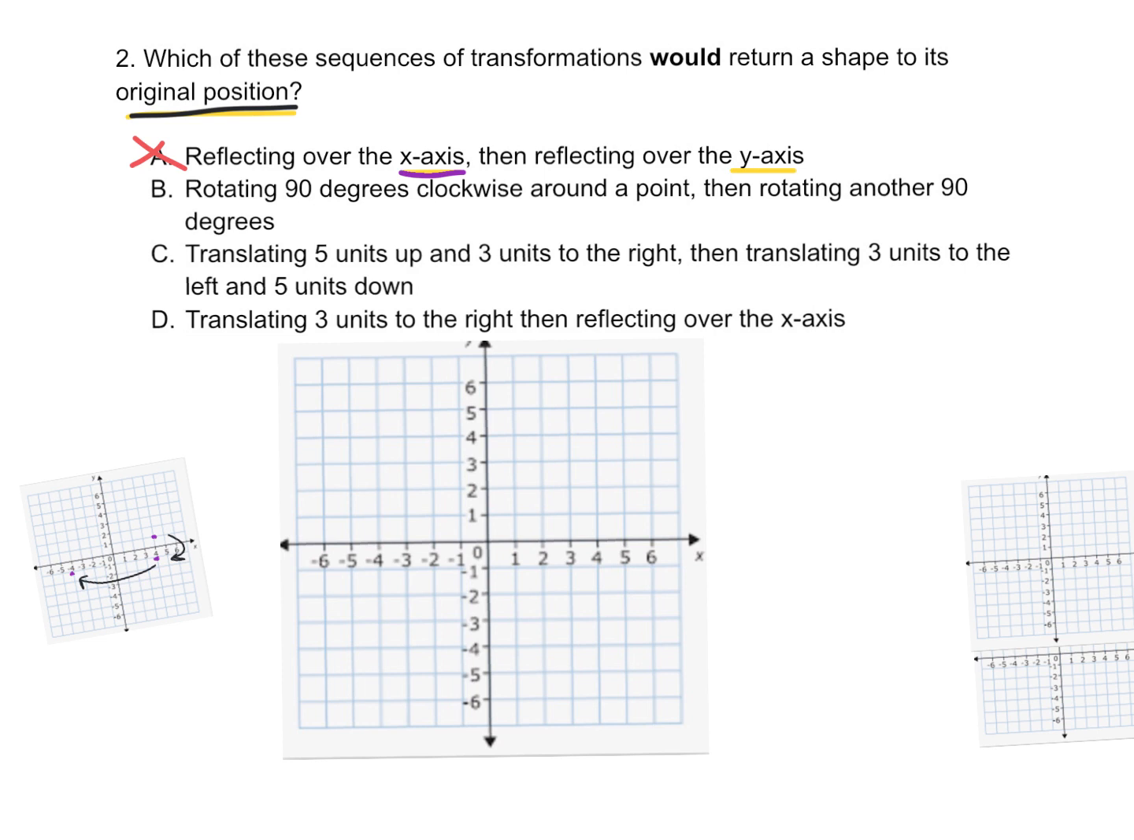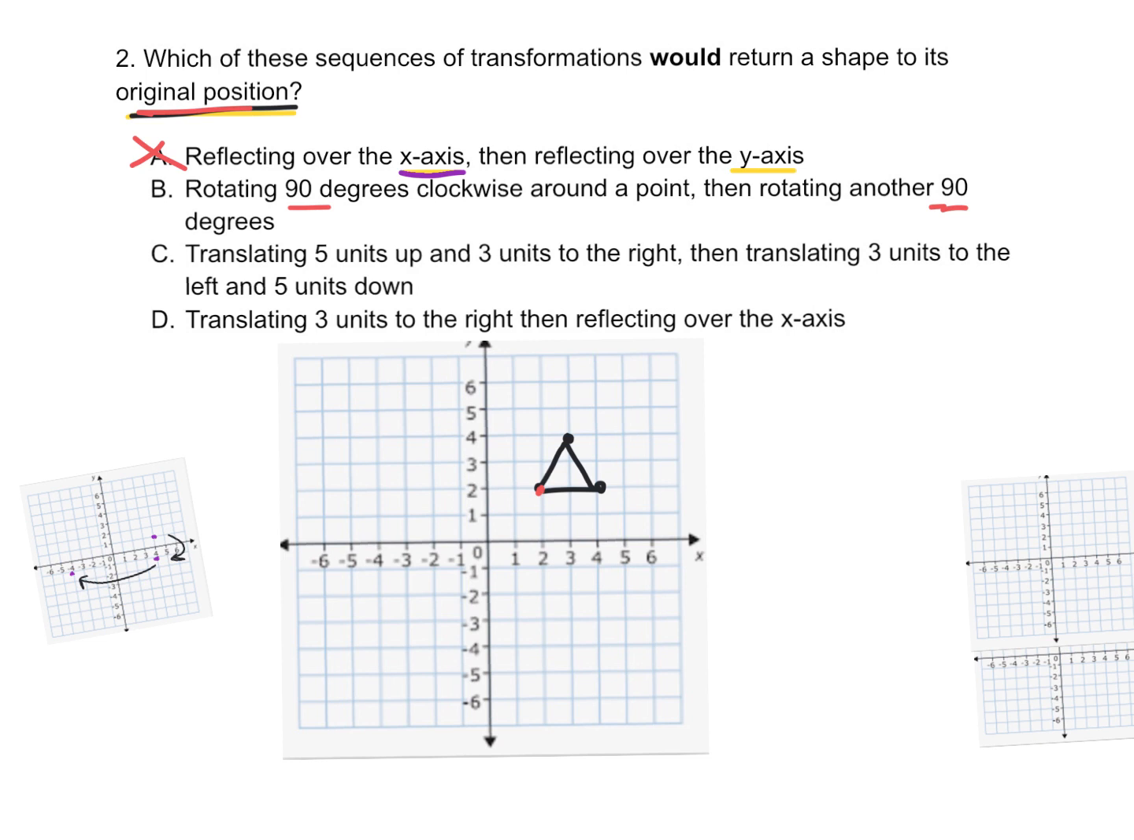Okay, now we're going to rotate 90 degrees clockwise around a point and then rotate another 90 degrees. So 90 and 90, so we're going to rotate 180 degrees. To be back in its original position, it would have to do a complete 360. So I think this one's going to be out. But let's go ahead and take a look here. So let's say I have a triangle. Okay, so here's my triangle. I'm going to rotate it around this point right here. So if I go 90 degrees, that's going to be one turn.